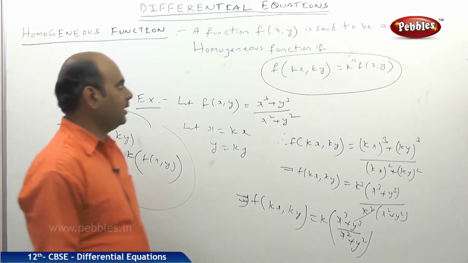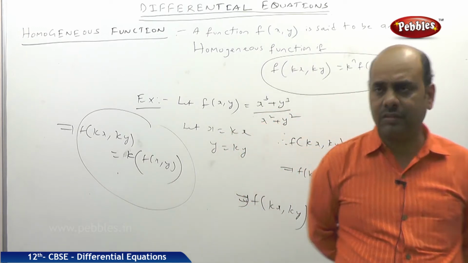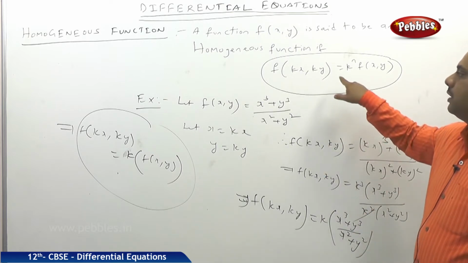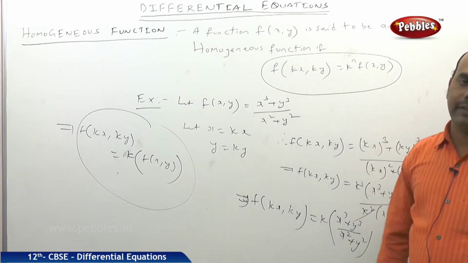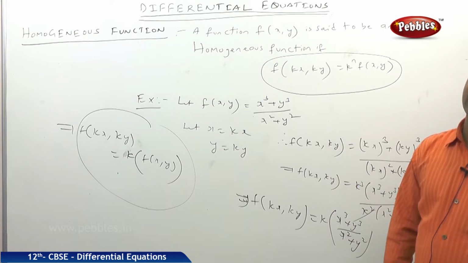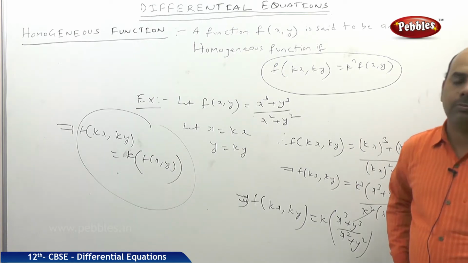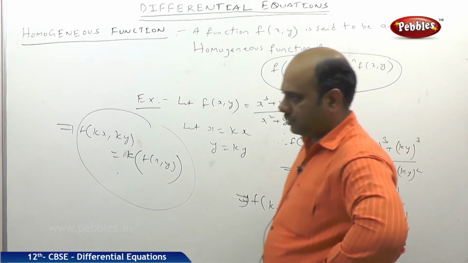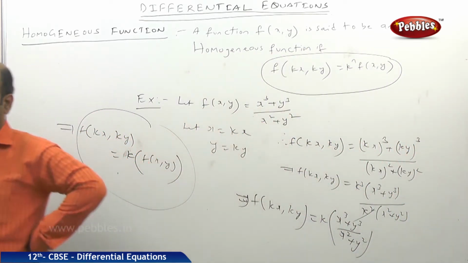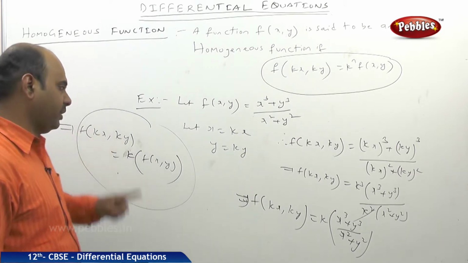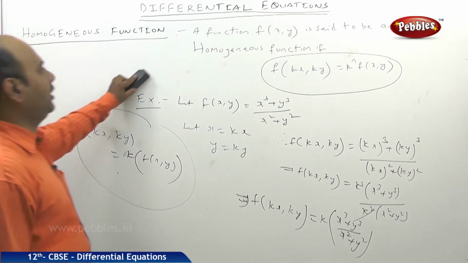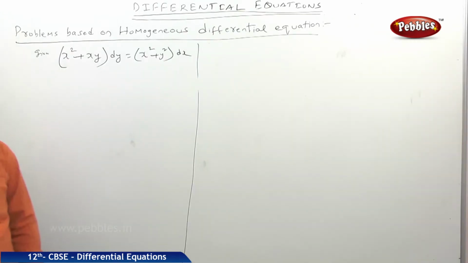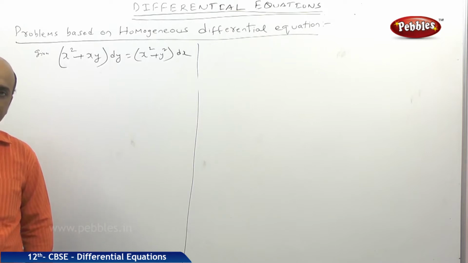So once again I am repeating: a function f(x, y) is said to be a homogeneous function if f(kx, ky) is equal to k power n into f(x, y). Now we shall be solving the problems based on homogeneous differential equations. How do we solve them? There is a working rule. What is that working rule? I'll tell you now.